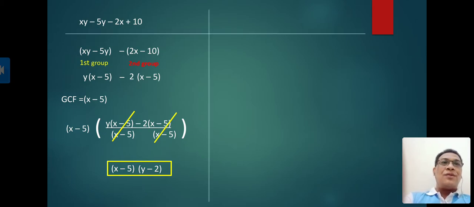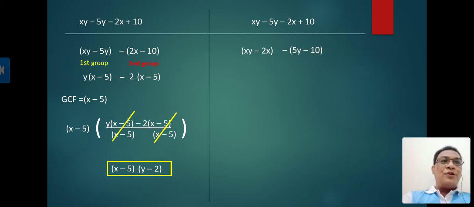Okay, so let us try a different combination. This time, I will group xy minus 2x. That is your first term and your third term. Then we have here the second group, that is 5y minus 10. Again, we take out the negative sign to your second group. So this is your second term and this will be your fourth term.